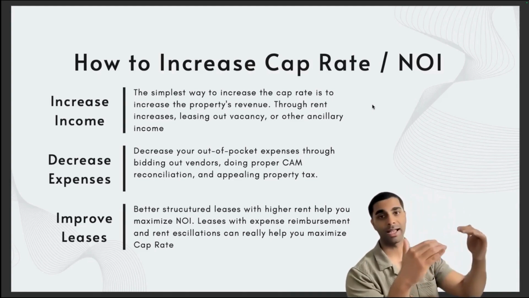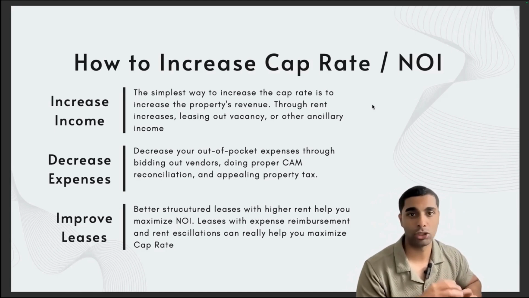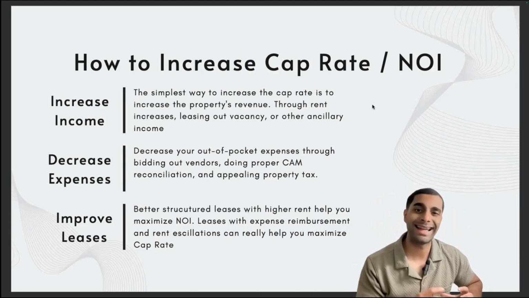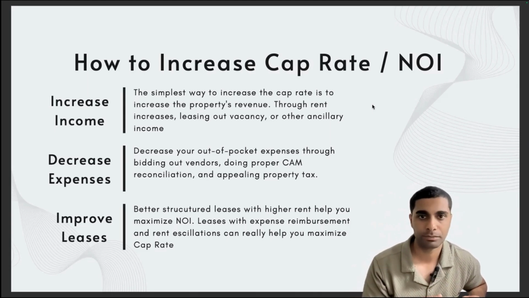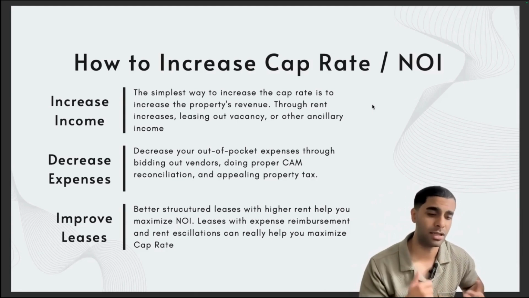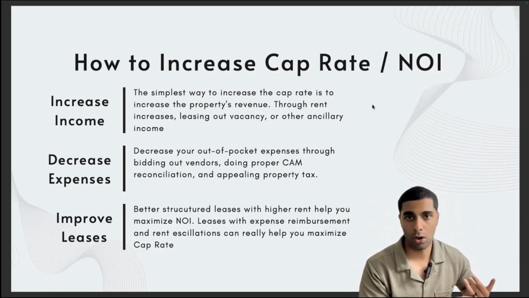Now, obviously, I'm going to do everything I can as a landlord to keep those expenses as low as possible. But at the end of the day, insurance is going to go up, property taxes are going to go up. So as those go up, I need to be able to collect the difference from those tenants through the CAM reconciliation. And another thing, just like bidding out expenses, you can appeal property taxes, you can bid out insurance, you bid out all your expenses.